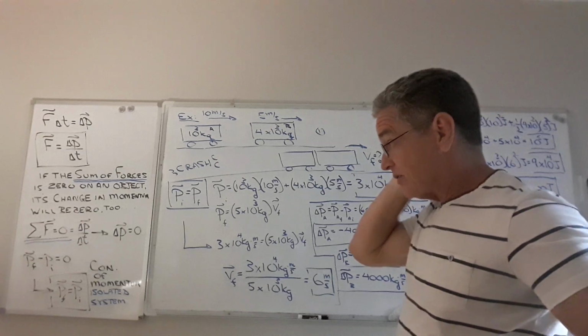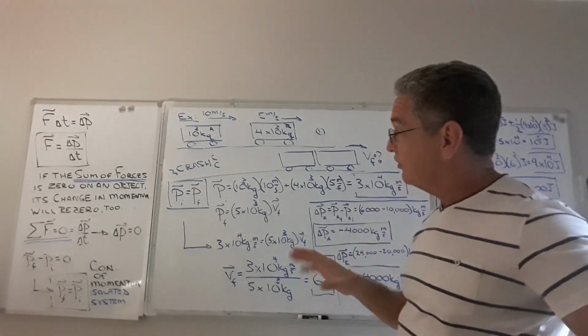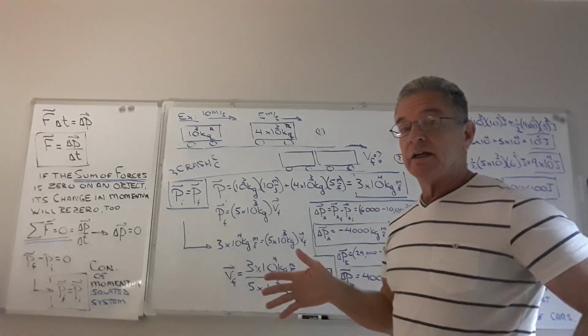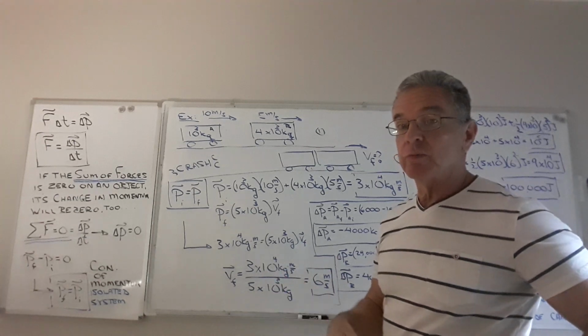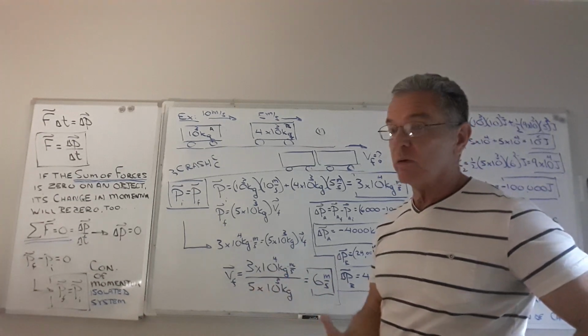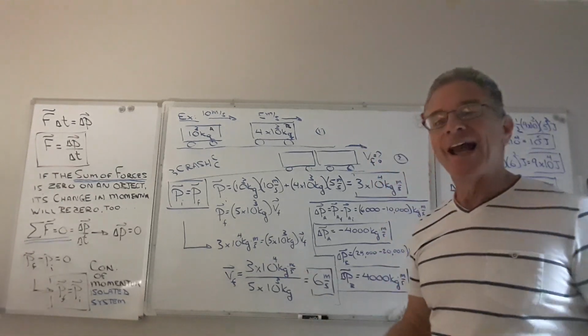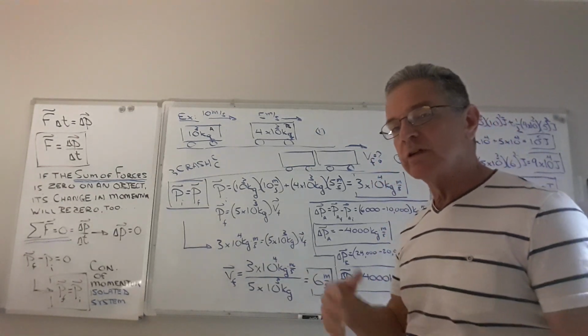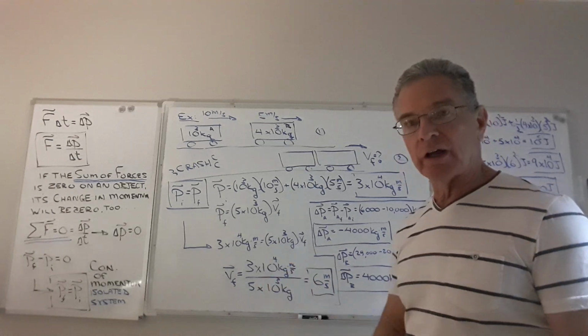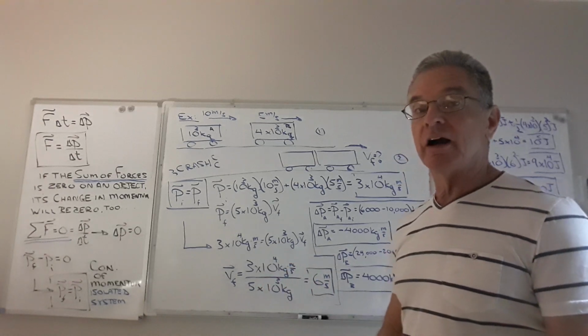Okay, so it makes sense that the answer should be between 10 meters per second and 5 meters per second. No faster than 10, no slower than 5. Well, this falls in that category. But why isn't it exactly halfway between the two? Why isn't it exactly 7.5 meters per second, halfway between 10 and 5?